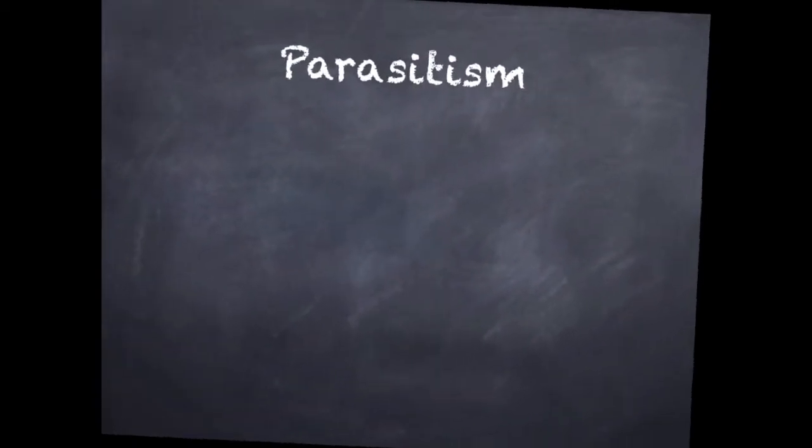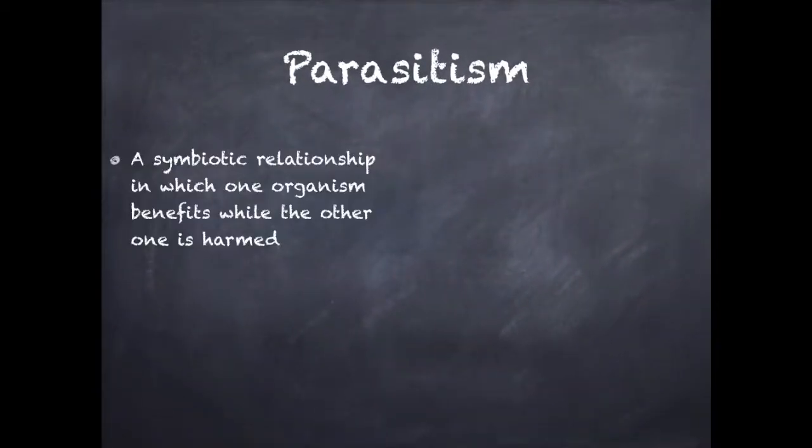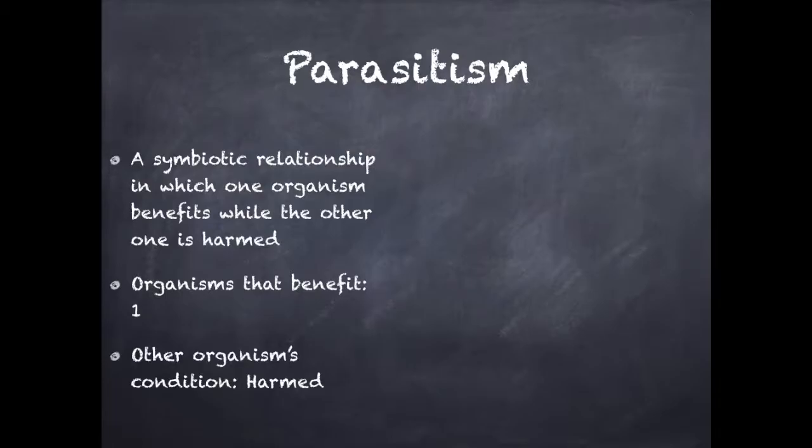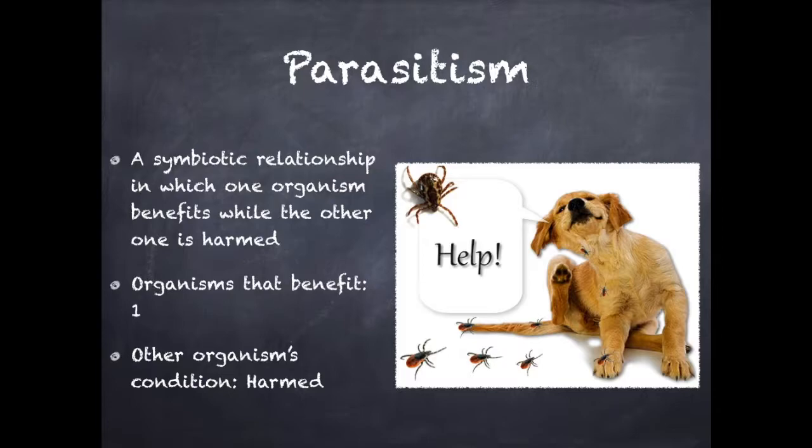The last relationship is parasitism. Parasitism is a symbiotic relationship in which one organism benefits while the other one is harmed. In parasitism, the organisms that benefit is one, and the other organism's condition is harmed. In this example, we can see that the fleas are gaining nutrients and shelter from the dog, while the dog is getting nutrients taken away from it and being irritated.